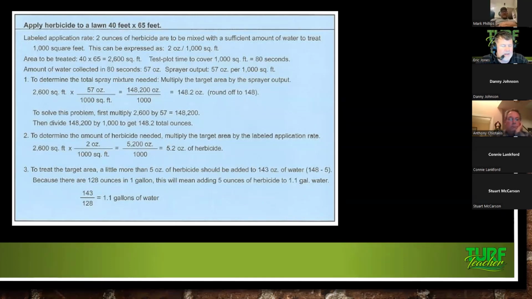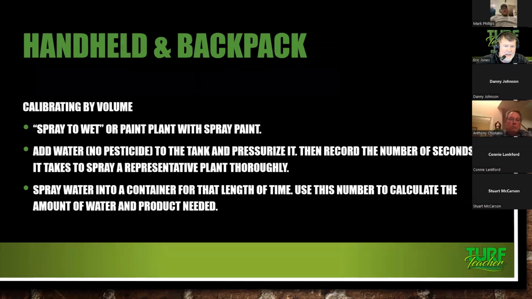You have to subtract out the amount of herbicide from the total amount of water to get our total spray mixture. And because there's 128 ounces in a gallon, this will mean adding 5 ounces of herbicide to 1.1 gallon of water, the 143 divided by 128. And we have a successful application by taking our time and doing the calibration on that backpack. And it probably took no more than 5 minutes maybe to calibrate that backpack sprayer.